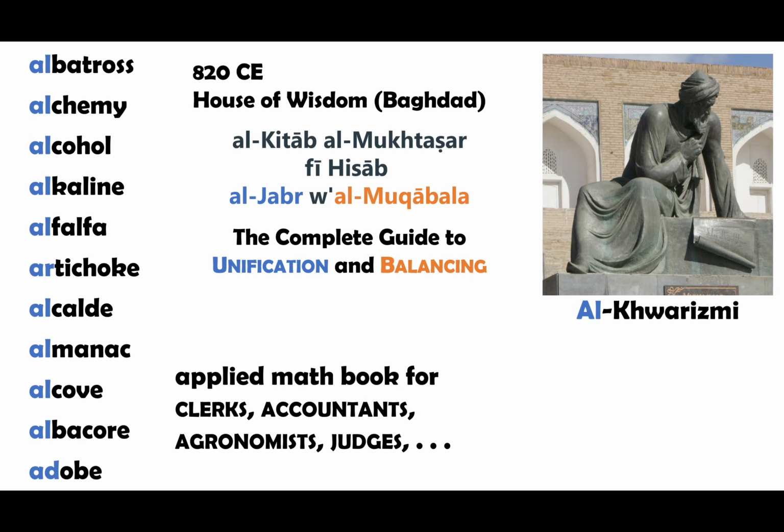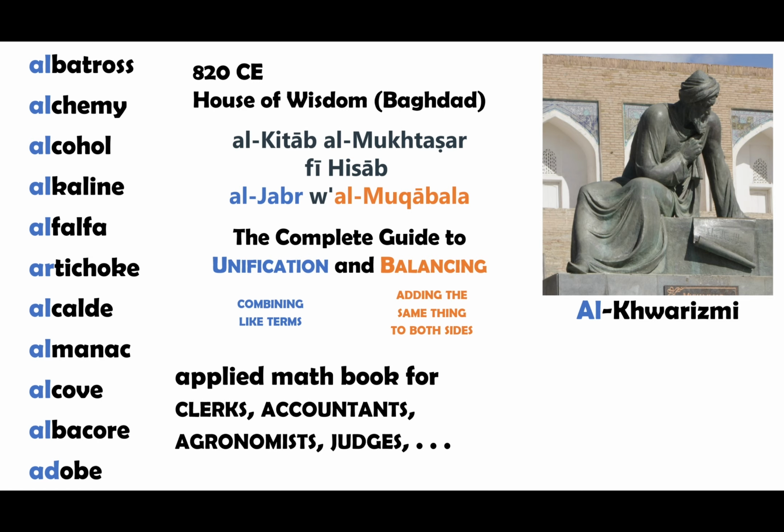So this book, the title is really translated a little cheekily as The Complete Guide to Unification and Balancing. Now, that doesn't particularly sound like a math book until you realize that the word unification is what Al-Khwarizmi calls combining like terms. And balancing means adding the same thing to both sides. And if you think about it, that's what you do when you try to solve an equation, right? You've been able to do that since the 6th grade. So this word unification is a translation of Al-Jabr, which is where we get the word algebra.